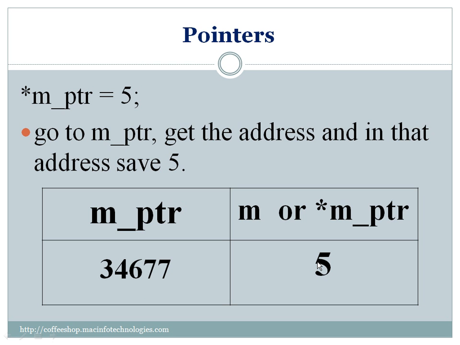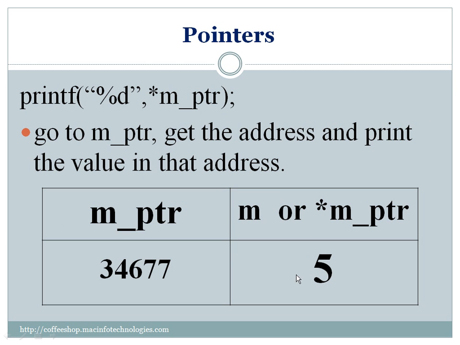So this way the indirection operator is pointing to the m location. The m location is 34677. Whenever we say *m_pointer, it goes to here. Either you can call it m_pointer's target or m, because both are the same location. So this way we can assign values.